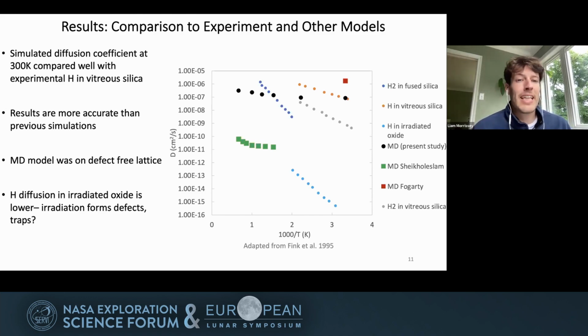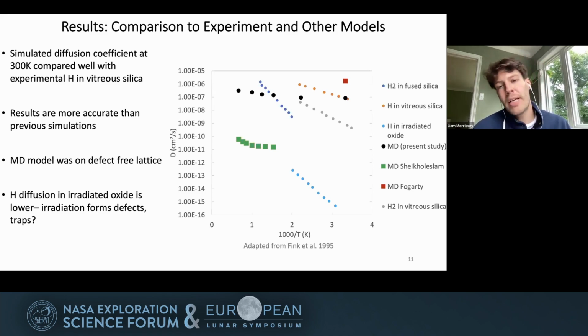You can see that our simulated diffusion coefficient at 300 K compared very well with experimental H in vitreous silica. And we note that H in vitreous silica probably best represents our system. Furthermore, our results are much more accurate than found in the previous studies.